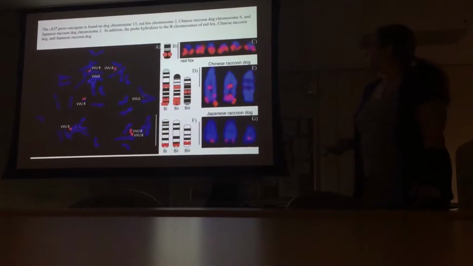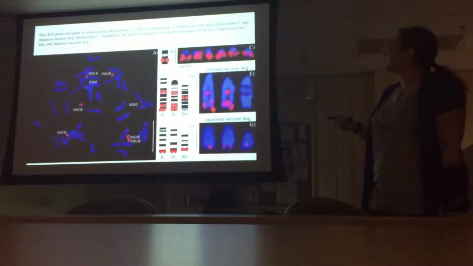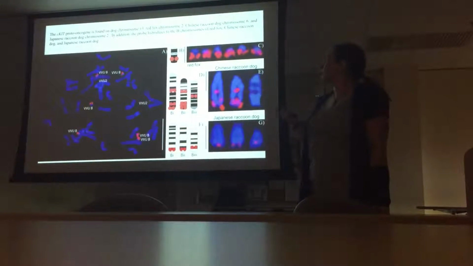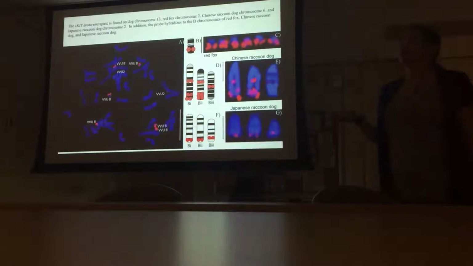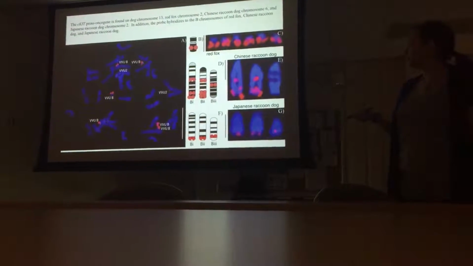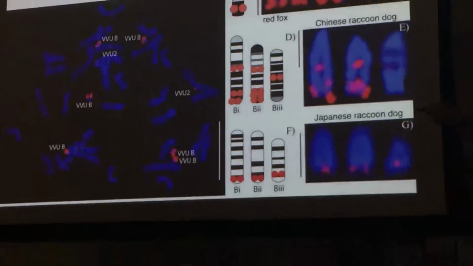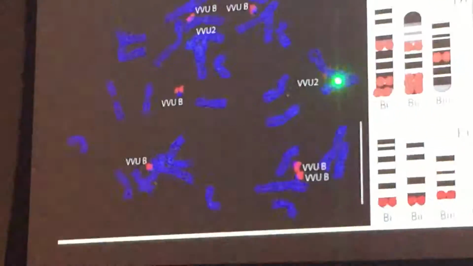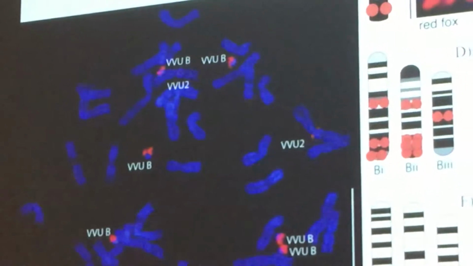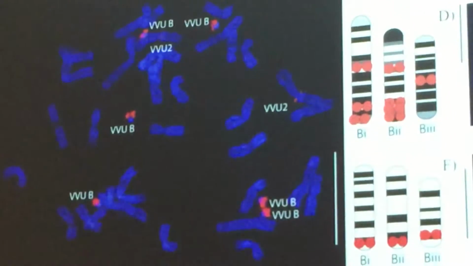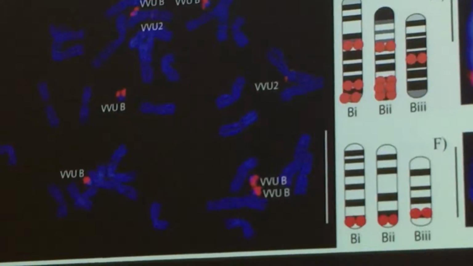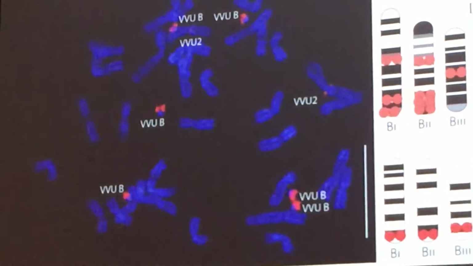So to kind of guide you through this data, this is a red fox metaphase chromosome spread using a probe that represents the c-KIT proto-oncogene. What probably sounds familiar to everyone is that c-KIT is involved in a lot of different cancers. So this red probe represents that sequence, and you can see that on red fox 2 here and here, there is a red signal. And that's what represents the region of c-KIT that is found on dog chromosomes, is found on all of the different canids. In addition, there is a huge signal on the B chromosomes.